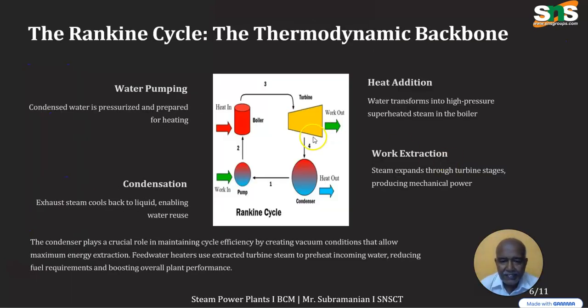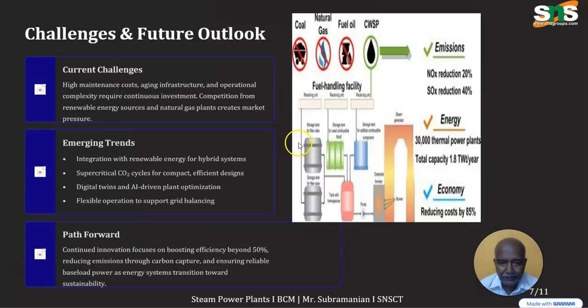This is the process of the Rankine cycle, where the pump feeds the water to the condenser, and the condenser to the turbine. The water pump feeds the boiler to the turbine. Again, the water is rotated here. So we can see the future outlook of the steam turbine itself.